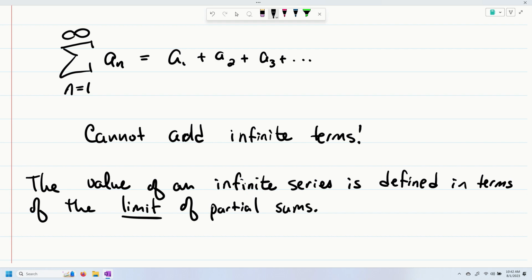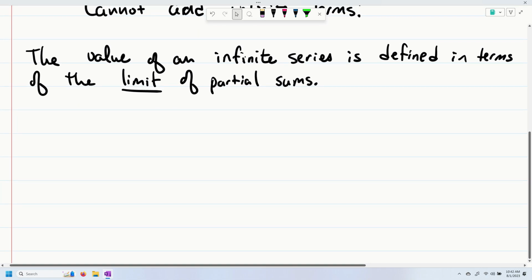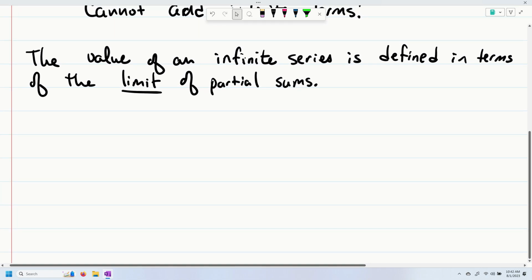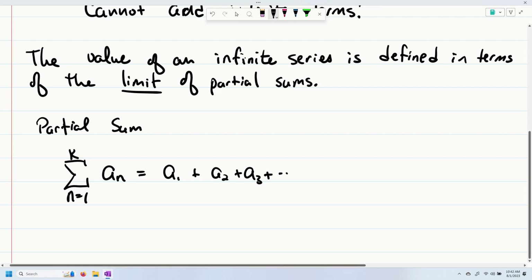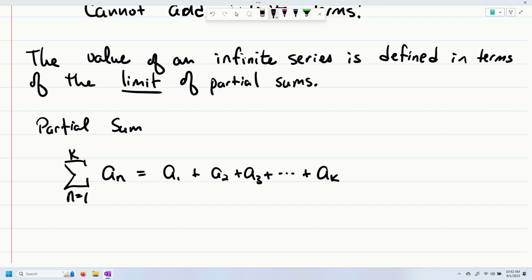So what exactly does a partial sum look like? Well, a partial sum has this form right here. It's still a summation. We're still starting at n equals 1, but in this case, we're only going to go to k. So we have our series right here: a1 plus a2 plus a3, and we're going to go all the way up to some value a sub k.